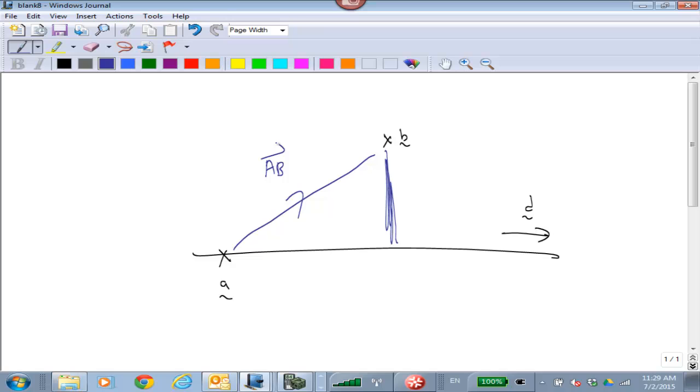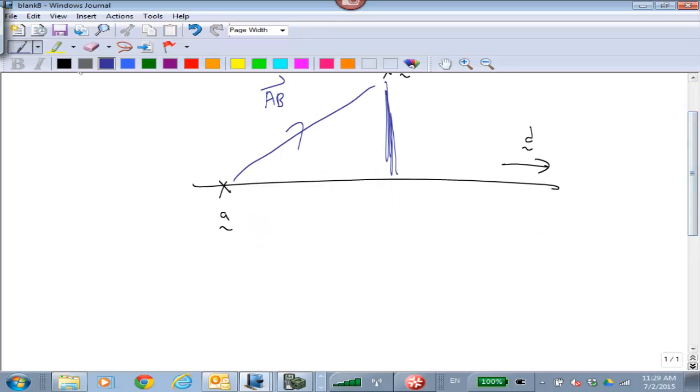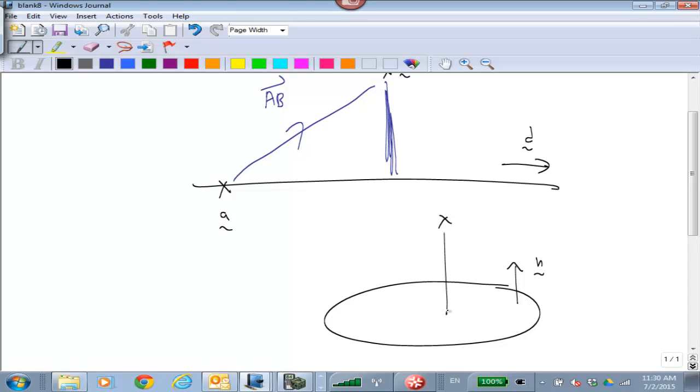Okay. How about the distance from a point to a plane? If I give you a plane, definitely there is a normal, confirm. So how to get the distance of this point to this plane? Strategy.